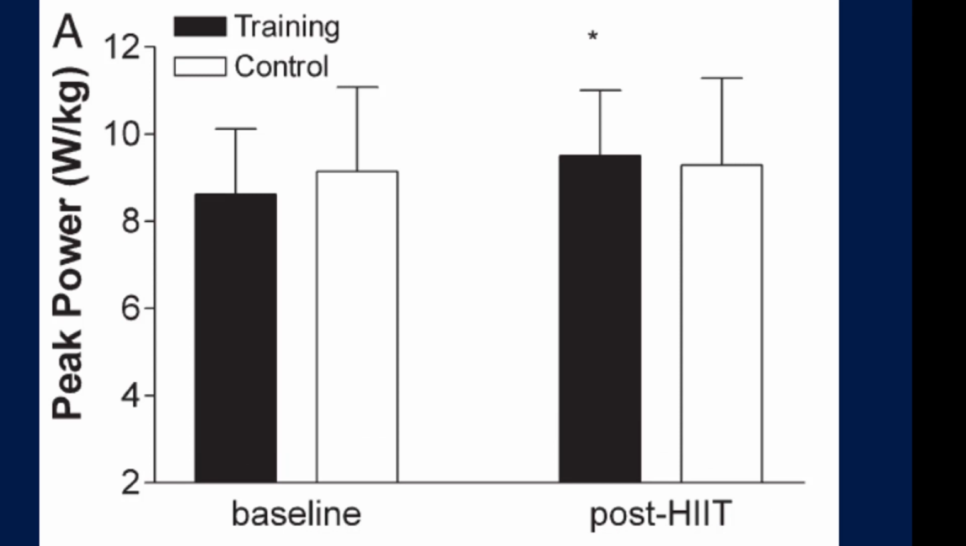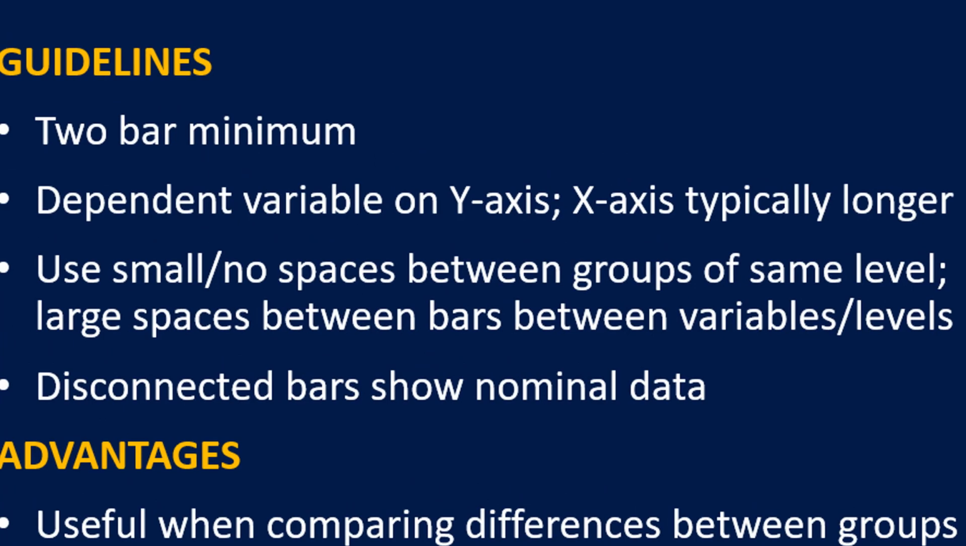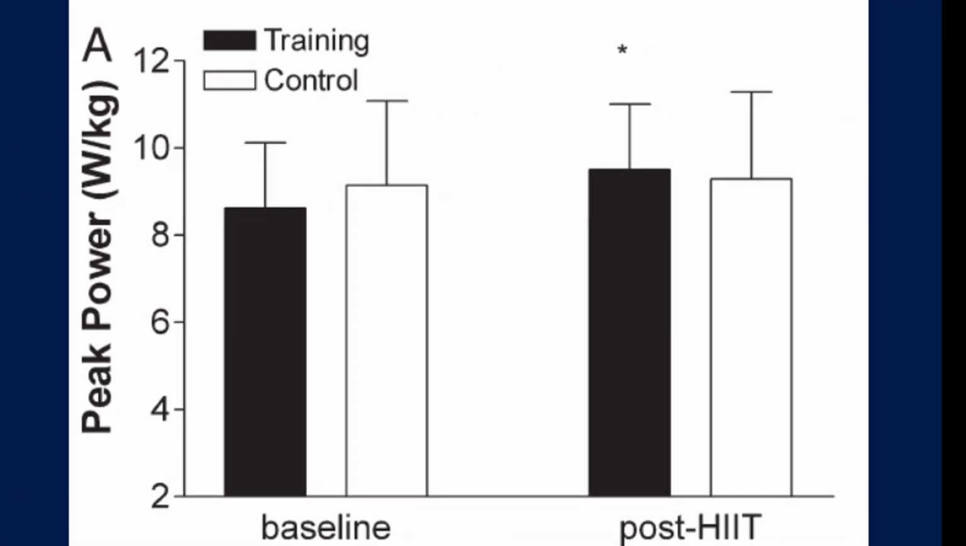Again, as referred to in the formatting of graphs video, make sure that you use small or no spaces between groups of the same level. So can you see the gap between the training and the control conditions, but large spaces between the variables. So you can see that there's a big gap between baseline and post-HIT, but a small gap between the training and control within those conditions.